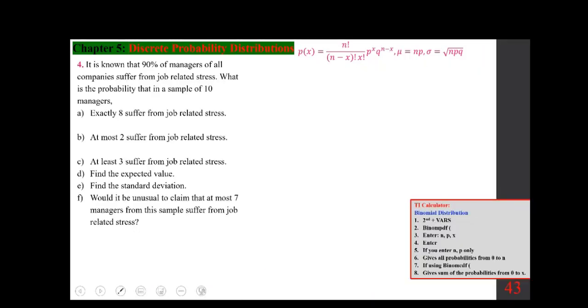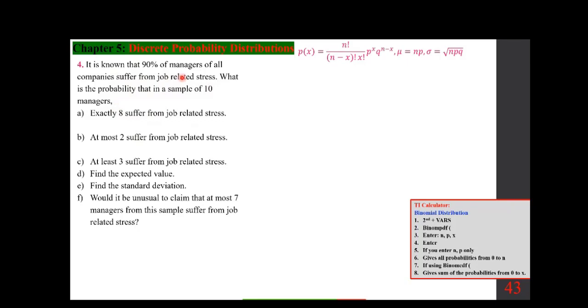It is known that 90% of managers of all companies suffer from job-related stress. What is the probability that in a sample of 10 managers, exactly 8 suffer from job-related stress, and so on. So the very first thing you need to recognize is what type of distribution we have, and this is a binomial distribution. Why is that? There are only 2 outcomes.